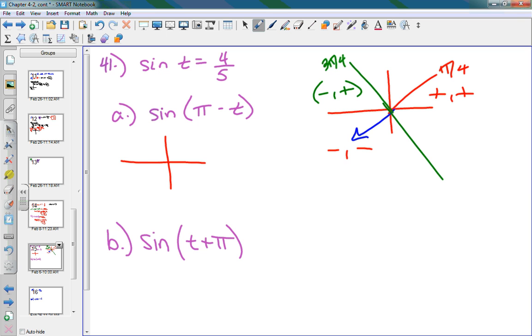Now you're going to be adding pi to it. It's going to be down here, at plus minus. Do you see what happens whenever you add and subtract pi to your angle? It puts you across from it. Do we all understand that?